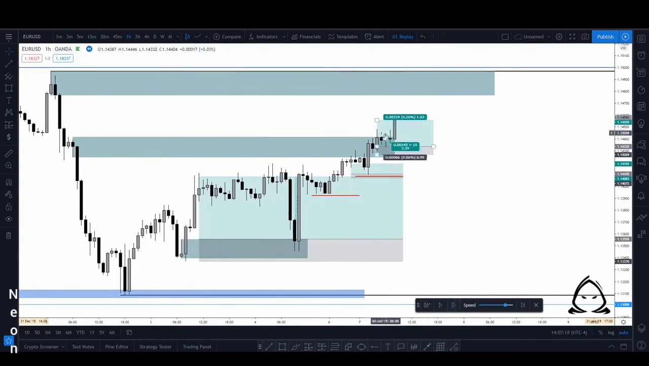Which we do right here. We see that price has now broken the structure. So what we can do is manage our trade just below this wick right here, which is the low of the move.